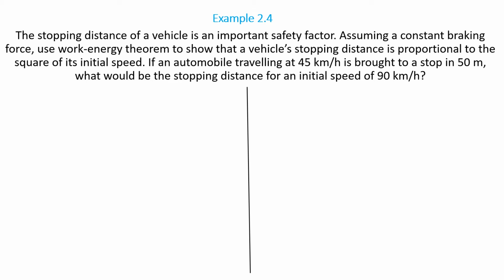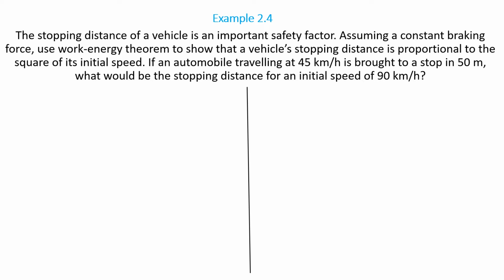If the automobile, this is the next part of the question, if the automobile traveling at 45 km per hour is brought to a stop in 50 meters, what would be the stopping distance for an initial speed of 90 km per hour? So let's interpret the question.